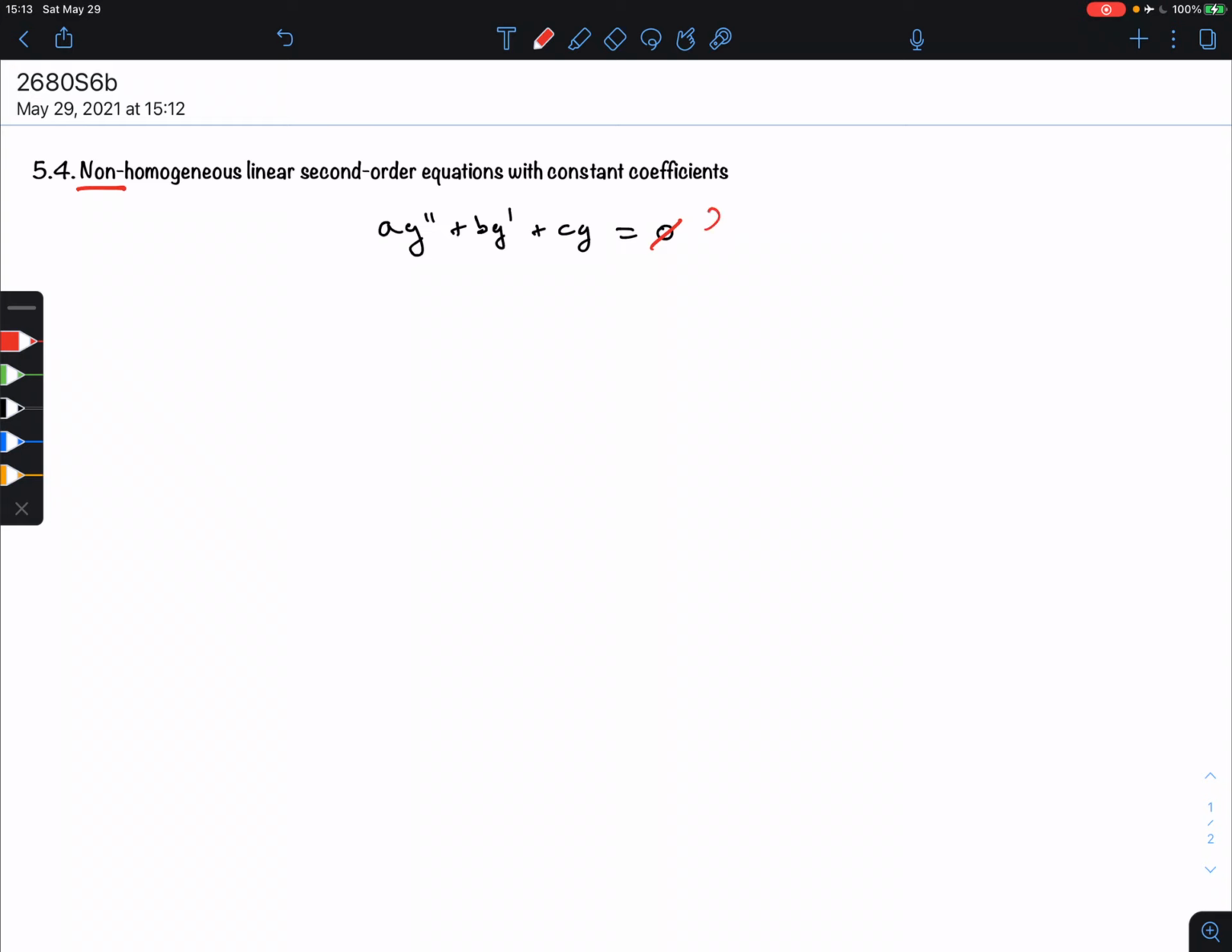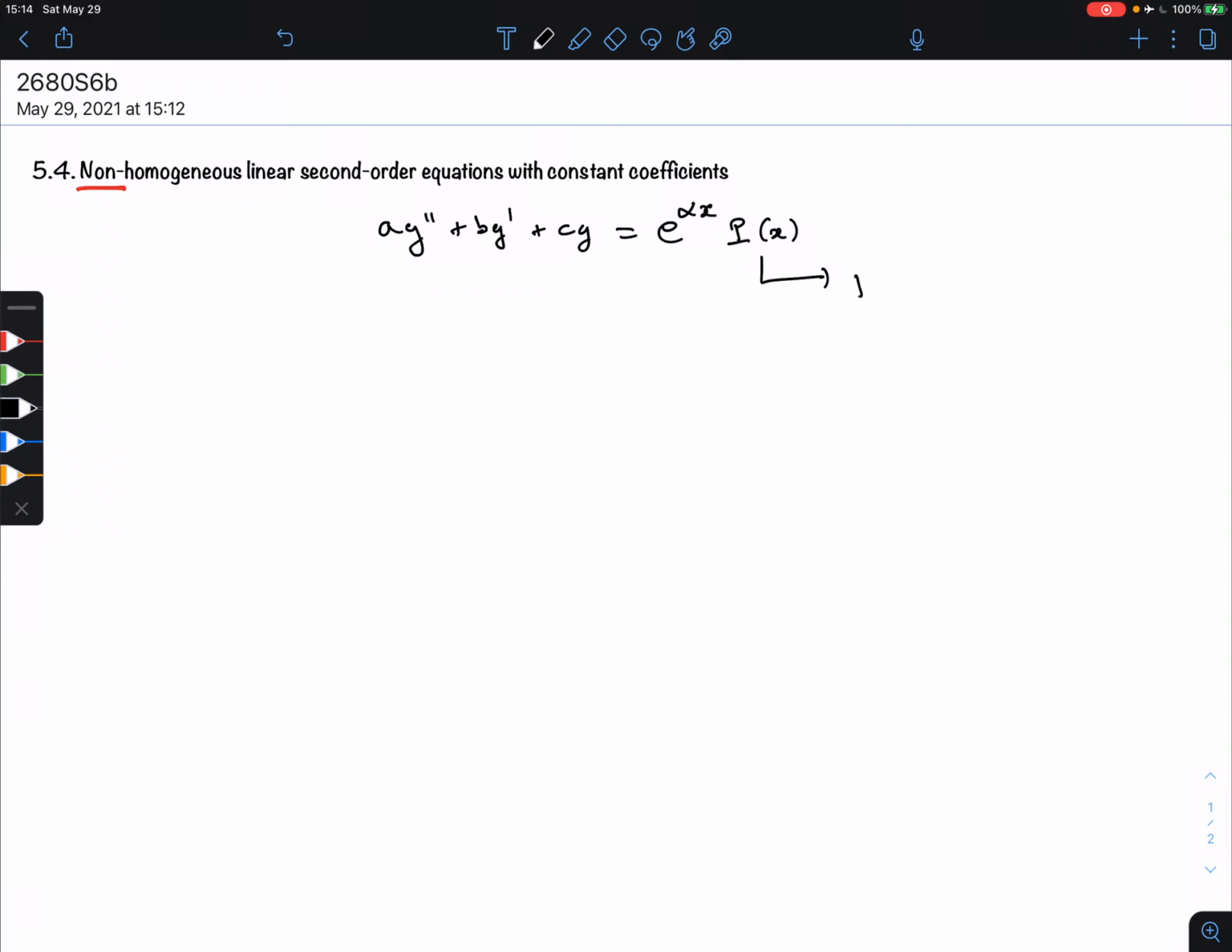That means that this will become a forcing function f of x. But in this topic, in this section, we're going to do a forcing function of a very special kind. So let me therefore write the form that we will look at. We will look at something of the form e^(αx) p(x).